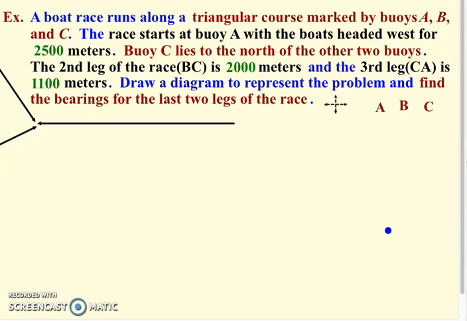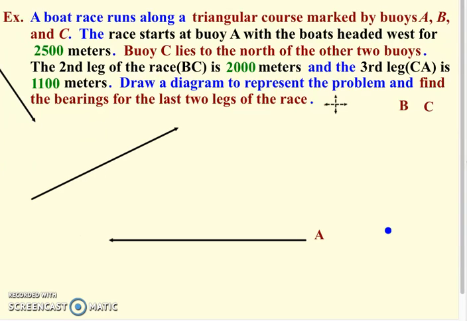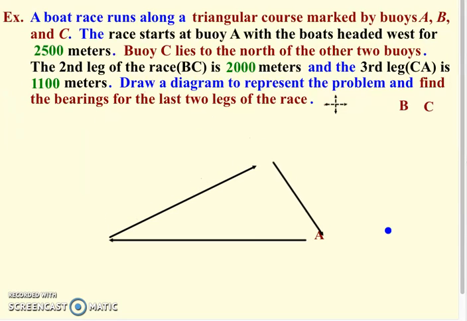So this one describes a triangular course with 3 legs to it, an ABC buoy. So basically we're going to lay out the course, start at A, headed west. It doesn't tell you much else about headings. It just says that C lies north of A and B. Now the reason I've got it closer to A is because the BC leg is the longer part of the race. So it just makes sense to draw it that way.